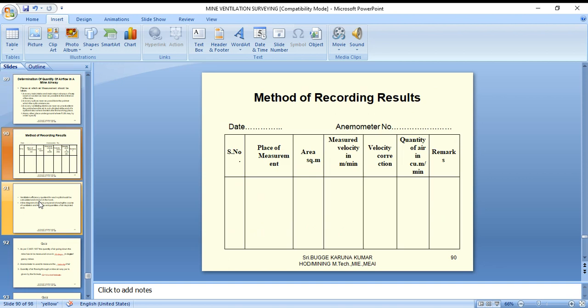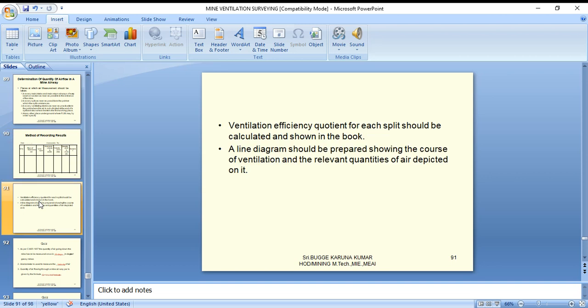The method of recording results: the place of measurement, area in square meters, measured velocity in meters per minute, velocity corrections, quantity of air in cubic meters, and remarks. This is a generalized pro forma for standardized recording. The ventilation efficiency coefficient for each split should be calculated and shown in the book. A line diagram should be prepared showing the splits, ventilation and relevant quantity of air.